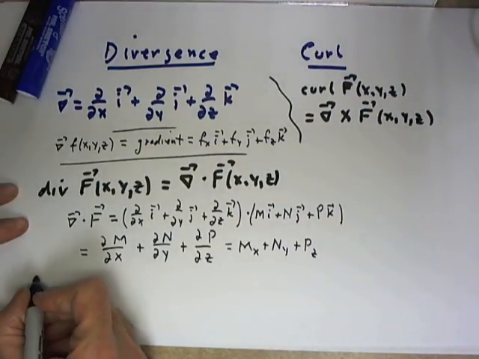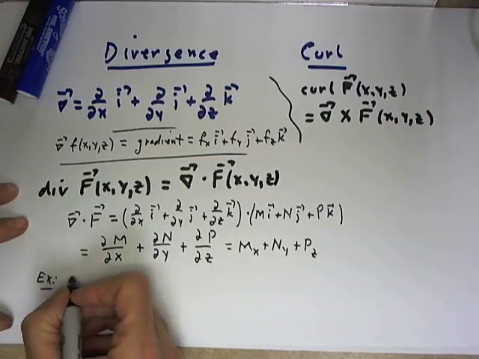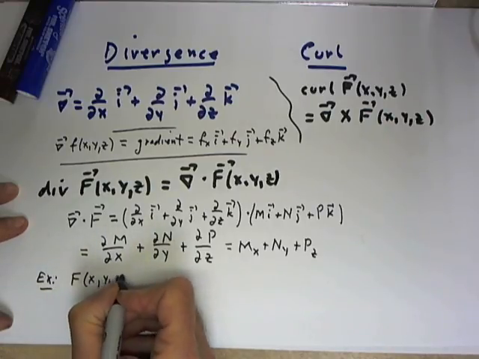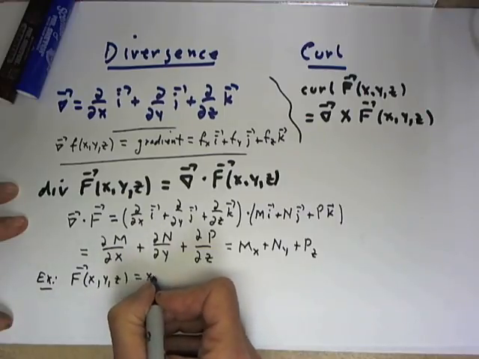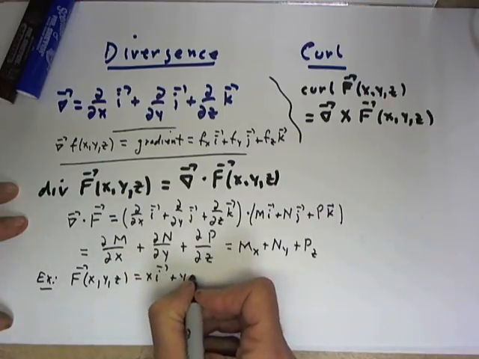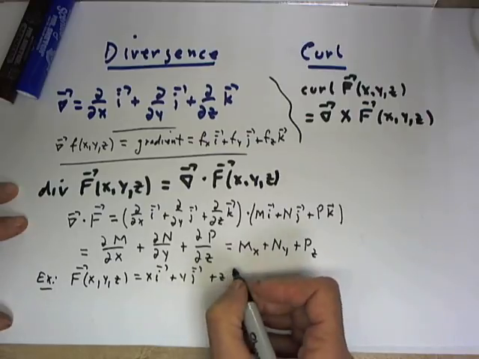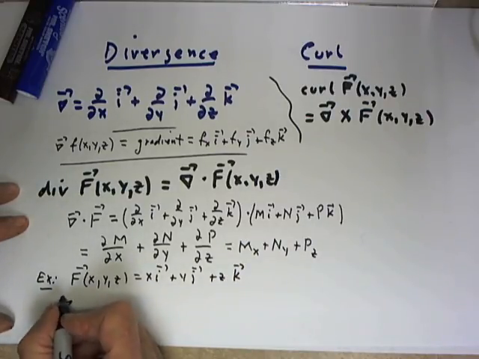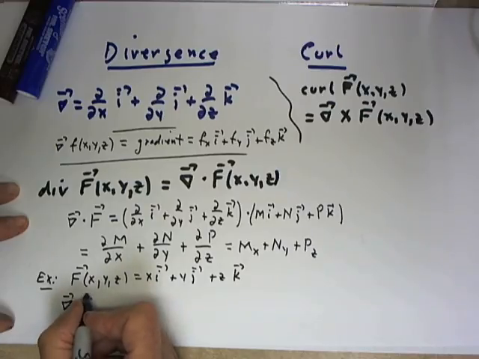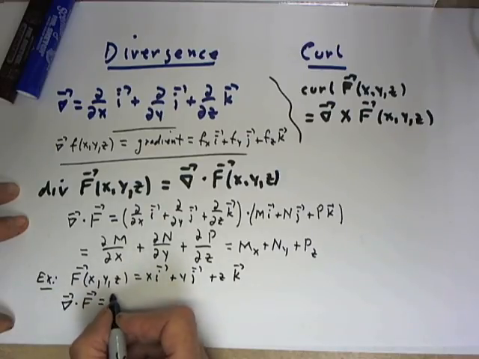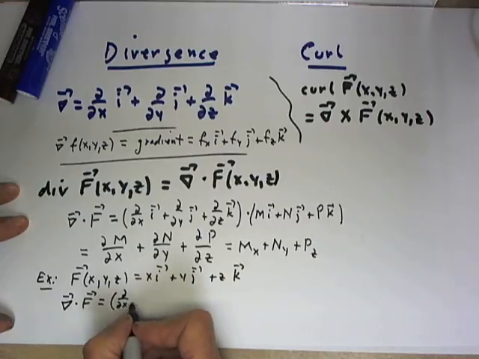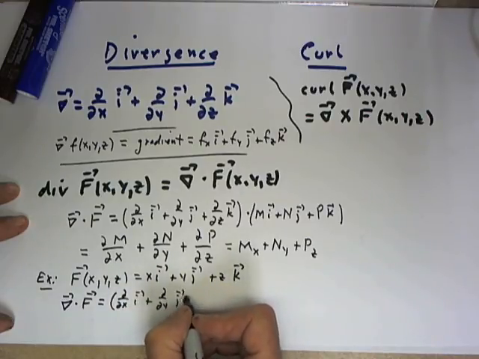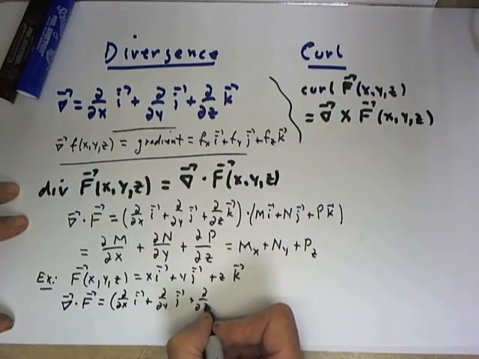An example for the simplest of the functions we've already looked at: if f of x, y, z equals x i plus y j plus z k, then del dot f is partial with respect to x i plus partial with respect to y j plus partial with respect to z k.